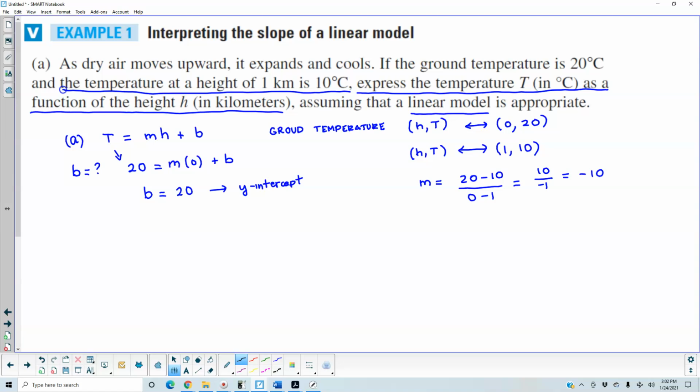So now we can determine what our model is, because we know that the y-intercept is 20 and we know that the slope is negative 10. So the model is going to be T equal to negative 10 times h plus 20. So therefore, there is our mathematical model.